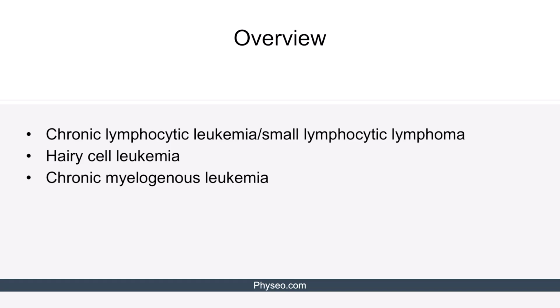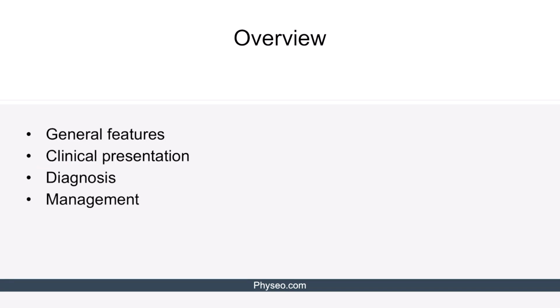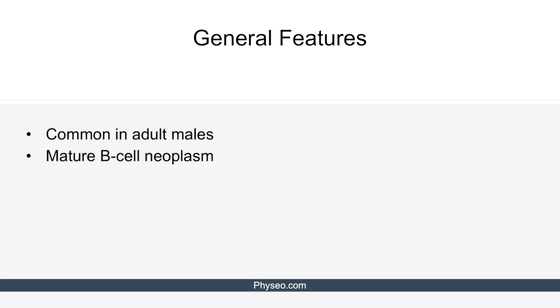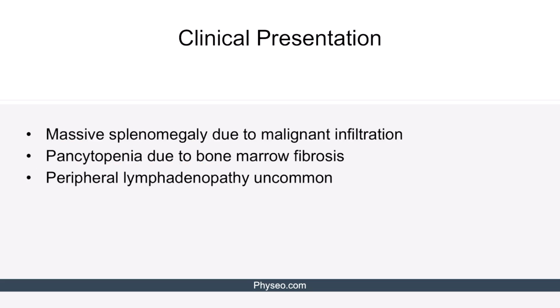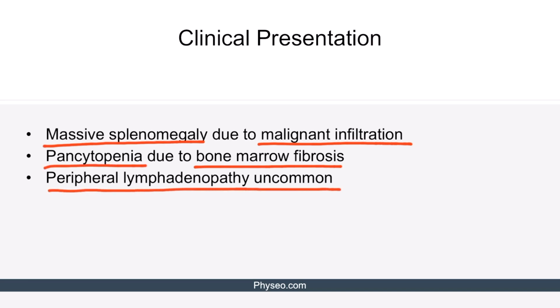All right, now let's move on to discuss hairy cell leukemia. Again, with regards to this topic, we'll be discussing the general features, clinical presentation, diagnosis, and management, beginning with general features. Hairy cell leukemia is common in adult males, and it's a mature B-cell neoplasm. Patients with hairy cell leukemia commonly have splenomegaly due to malignant infiltration. Additionally, hairy cells cause bone marrow fibrosis, interfering with erythropoiesis, thrombopoiesis, and leukopoiesis. Therefore, patients can present with pancytopenia. Finally, peripheral lymphadenopathy is uncommon.